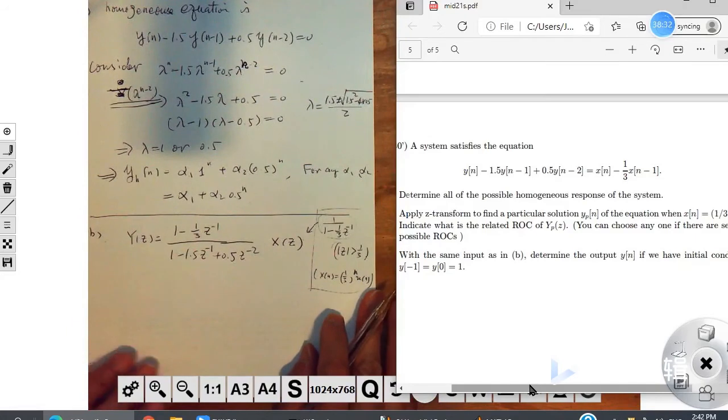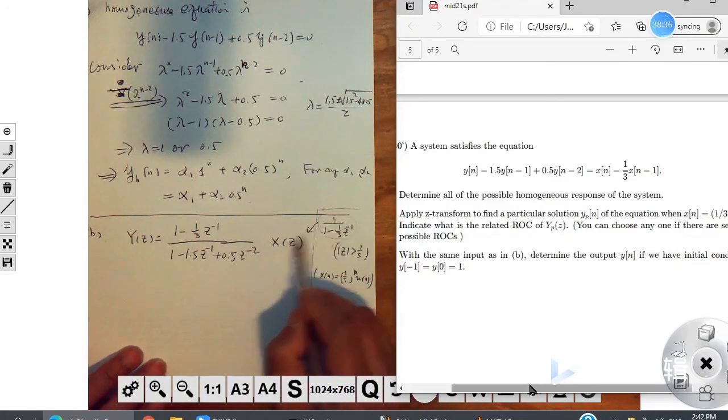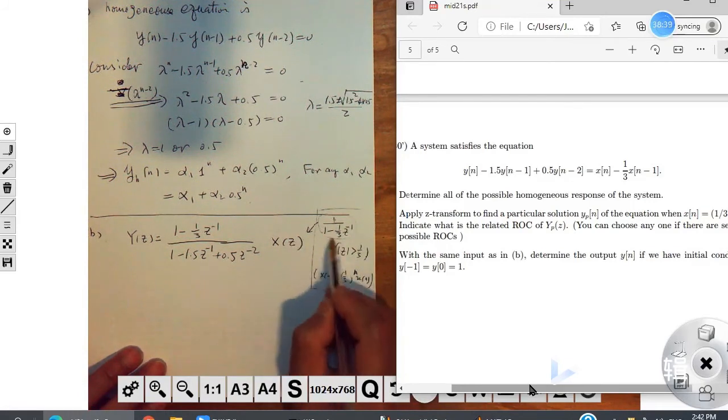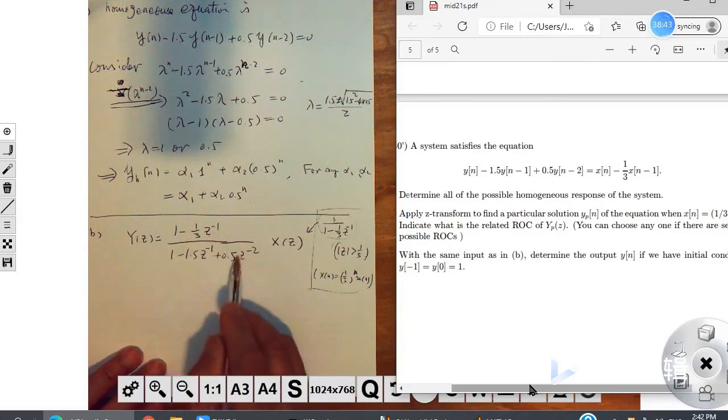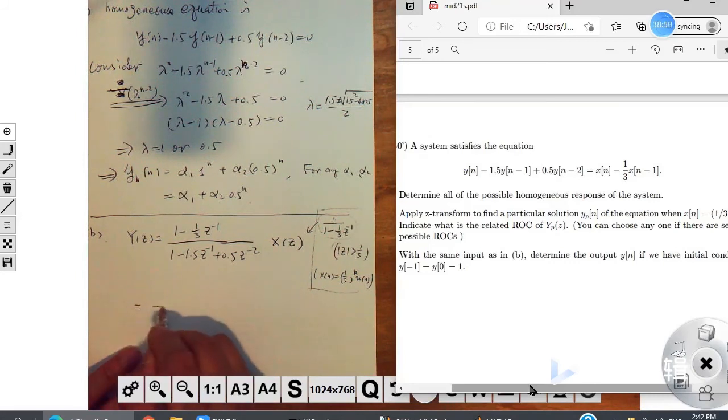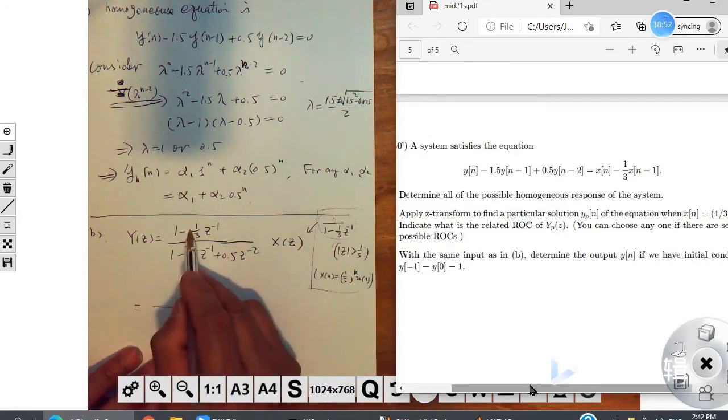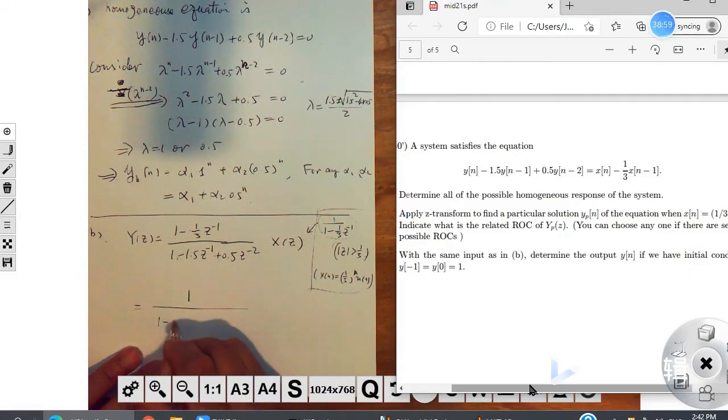Yeah, this is X of z, this one with this RC. But for this part we do not know what the RC is. That means you can choose any one for its RC. Okay, let me simplify. This 1/3 and 1/3 you cancel. So it is 1 over 1 minus z to negative 1 and 1 minus 0.5 z to negative 1.